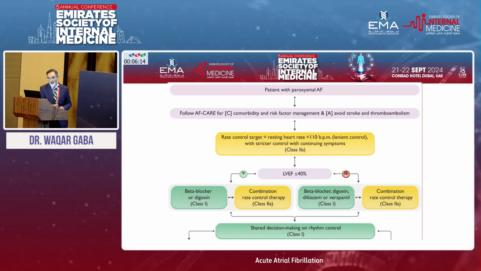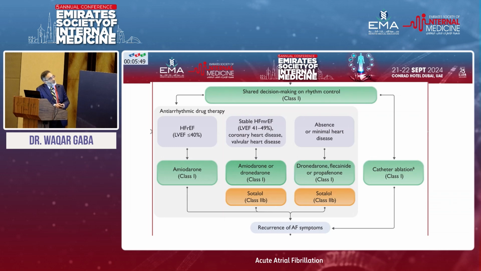What do you do with paroxysmal atrial fibrillation? So for paroxysmal atrial fibrillation, again, same thing as AF care. Your rate control target is rate less than 110. If the patient has got ejection fraction which is good, you have beta blockers, again the same thing as calcium channel blockers or combination. Or if it's not good, you have these options. What do you do next? So shared decision making and looking at antiarrhythmic drugs.